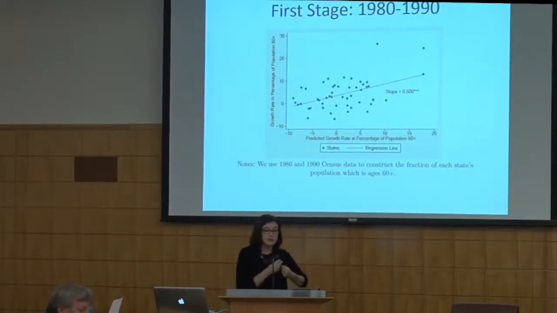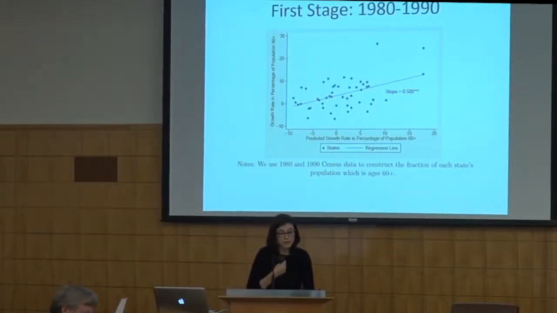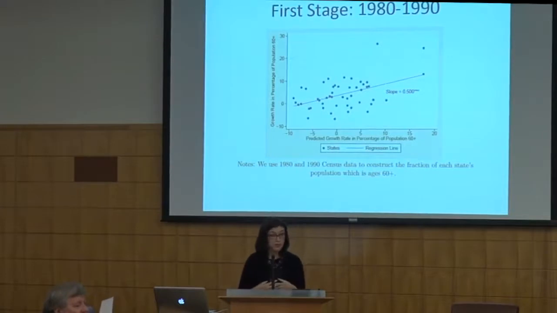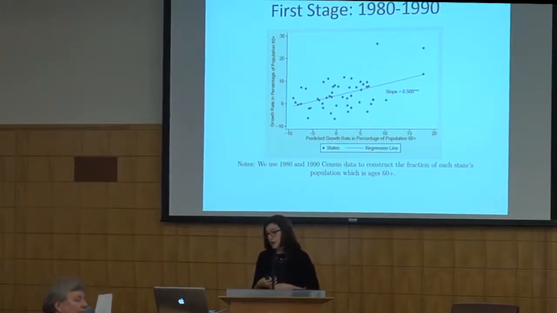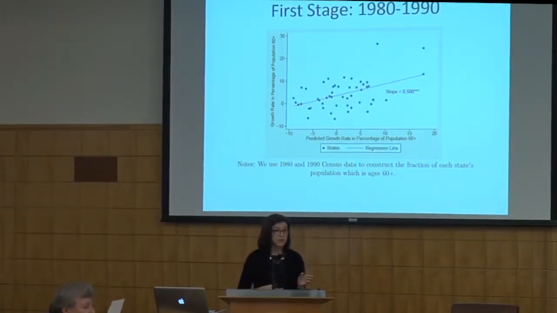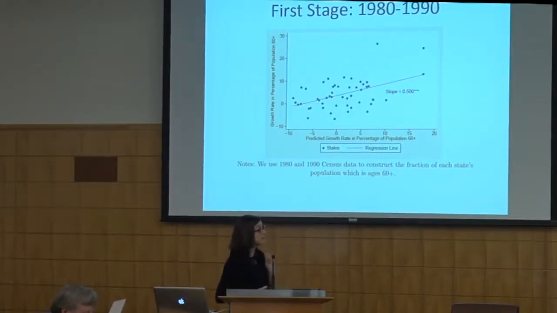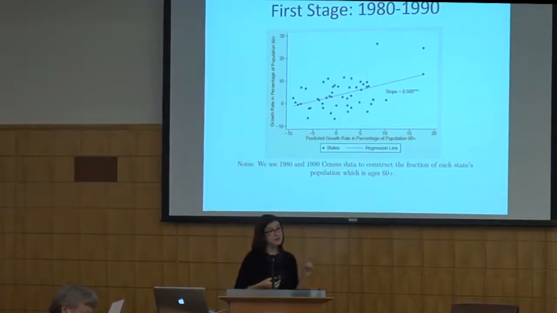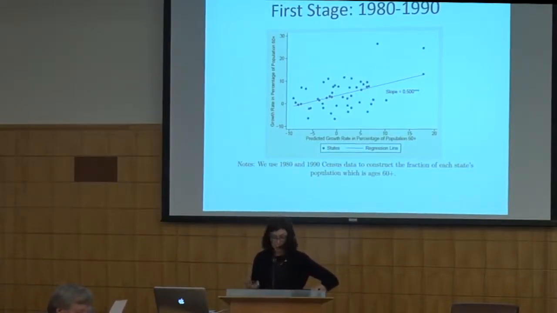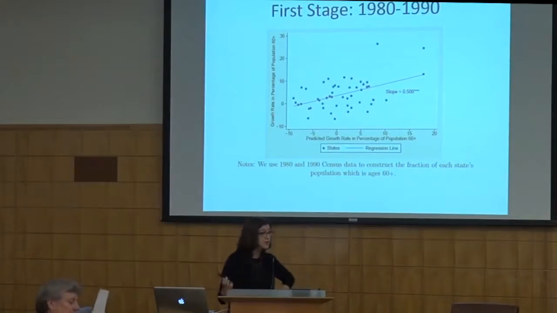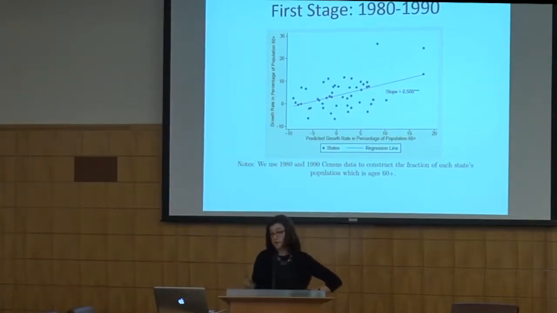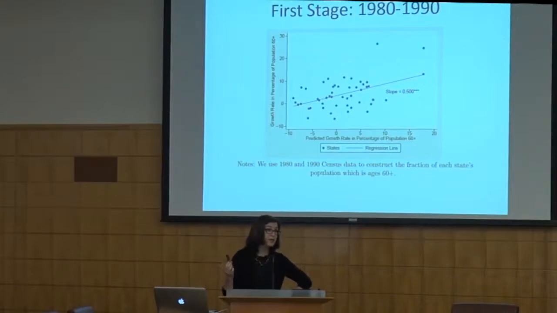So here's a series of pictures I'm going to show you of the first stage relationship between the instrument, the predicted component of population, and actual population growth. This shows that relationship for the decade 1980 to 1990, and you can see we do get a very strong first stage relationship, and that slope coefficient implies that for, say, a 10% increase in predicted population 60 plus, you see a 5% increase in actual population.